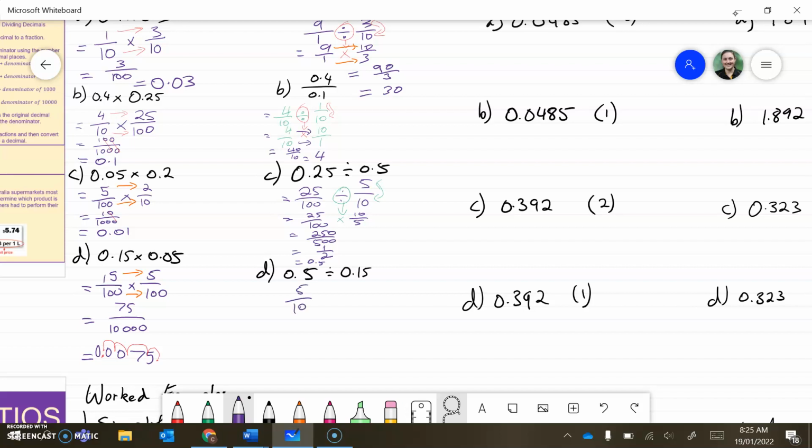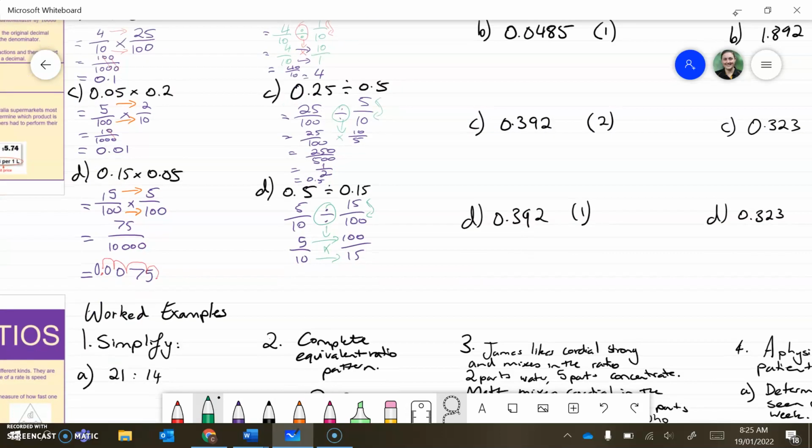Now next one, we've got 5 over 10 divided by 15 over 100. So we want to switch and flip. So we've got 5 over 10 times 100 over 15. We go across the numerator, across the denominator. So we end up with 500 over 150.